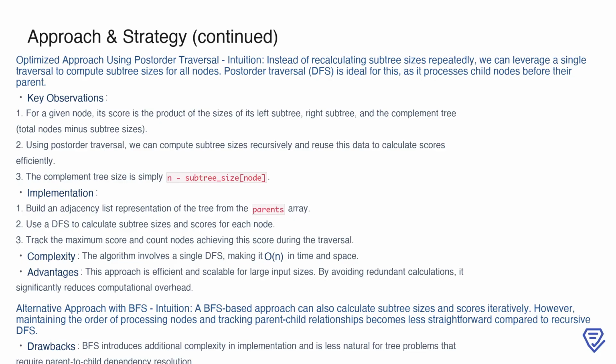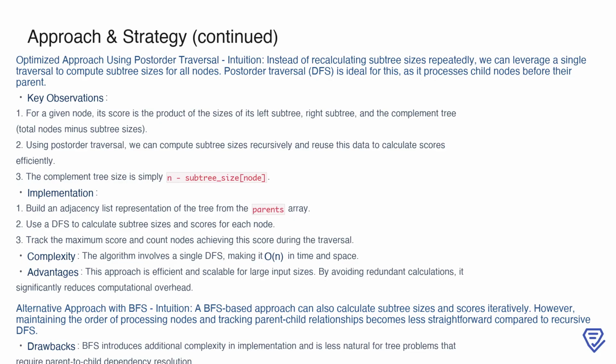For any given node, its score is the product of the sizes of its left subtree, right subtree, and the complement tree. The complement tree size can be easily determined as the total number of nodes minus the size of the subtree rooted at the current node. To implement this, we first build an adjacency list representation of the tree from the given parents array. Then, using DFS, we compute subtree sizes and scores for each node in one pass. During this traversal, we also keep track of the maximum score and count how many nodes achieve it.